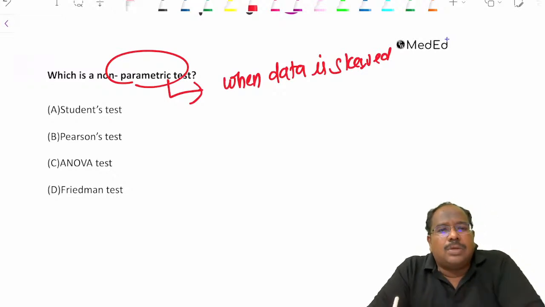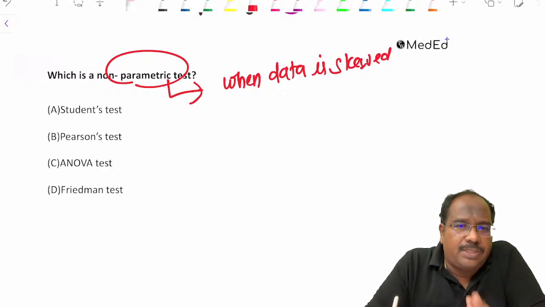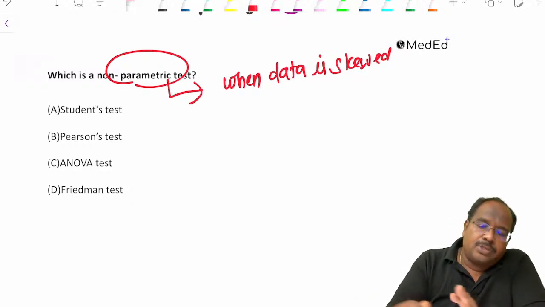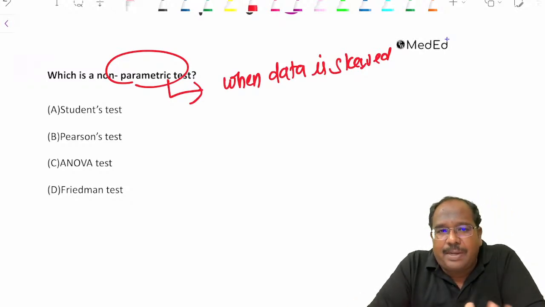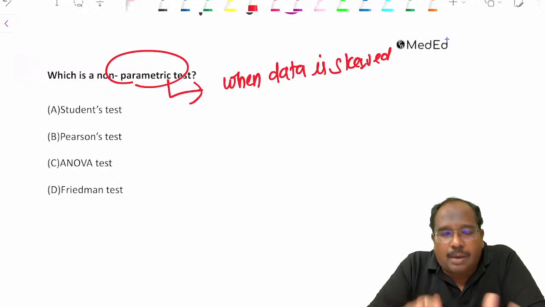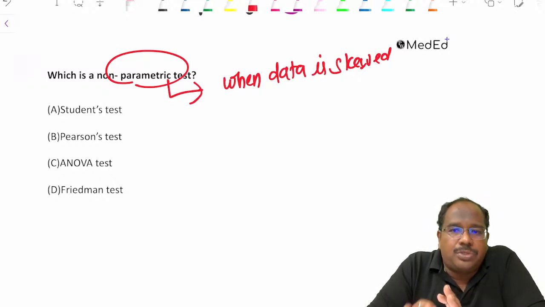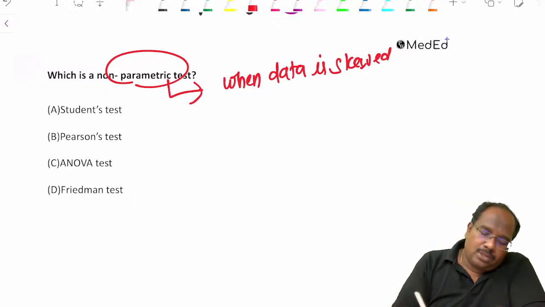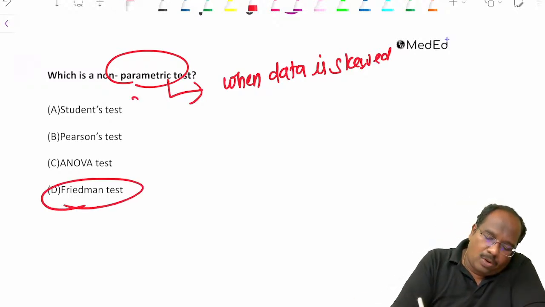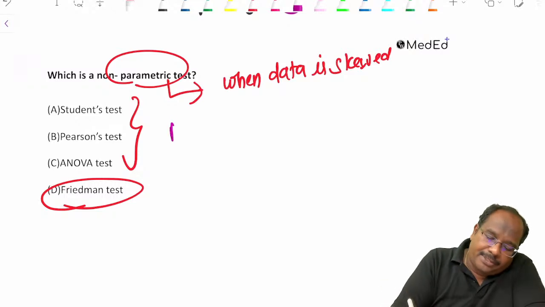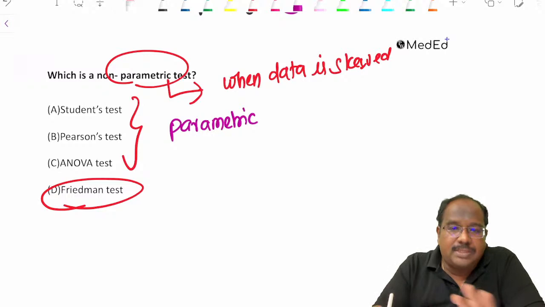So we have these 2 types of tests, parametric and non-parametric. When the data is normally distributed, you go for parametric. When the data is not normally distributed, you should go for the non-parametric test. The answer is Friedman test. All these are parametric tests.